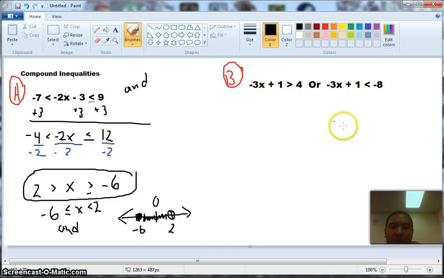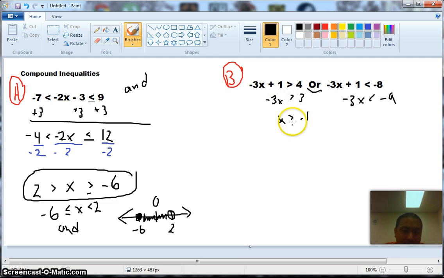In this case, we've started off with an or statement. What we're going to do is solve for it normally. First we're going to subtract 1. We get -3x is greater than 3, and the same thing over here: -3x is less than -9. Now from here I can solve. I got x is greater than -1 because I divided by -3 on both sides. Oh wait, hold on, what did I forget? I have to flip it, right? So it's now x is less than -1. And over here I'm going to divide by -3, and this time I won't forget to flip it. x is greater than 3, since -9 divided by -3 is 3.